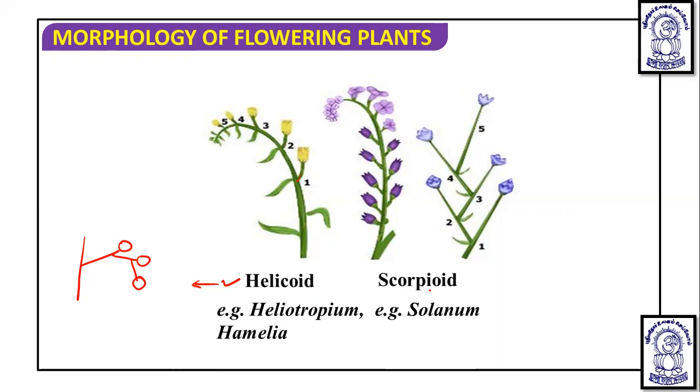But in case of scorpioid, only one branch is going to be formed like this, but that one branch develops and terminates into one flower, but in both directions. So here it is terminating into one flower, but then the right, left side, then right side, then left side, then right side. In such a way, one branch develops on each stem and develops into a flower, then it is known as scorpioid, which is seen in case of Solanum.